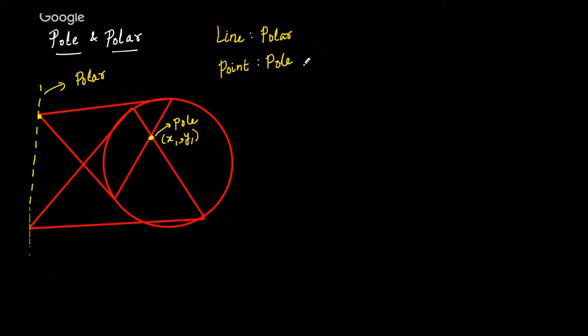Now, as a locus, if you see this concept, the JEE can frame a question like this. Through a point x1, y1, within the circle, you are forming chords, and through the ends of the chords, you are drawing tangents. Find the locus of the meeting point of these tangents, right? So indirectly, they are talking about finding the equation of the polar. Now guys, even for the polar, the equation is given by T equal to 0 only.